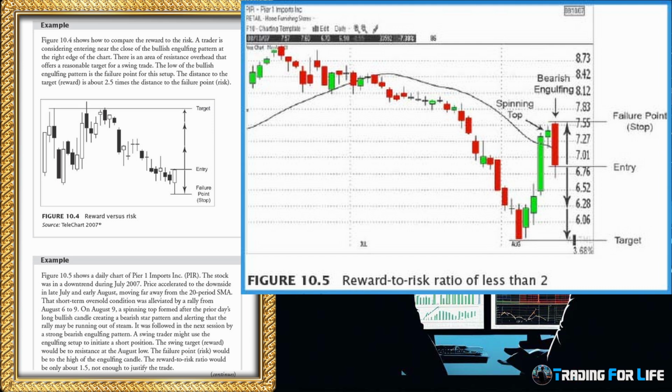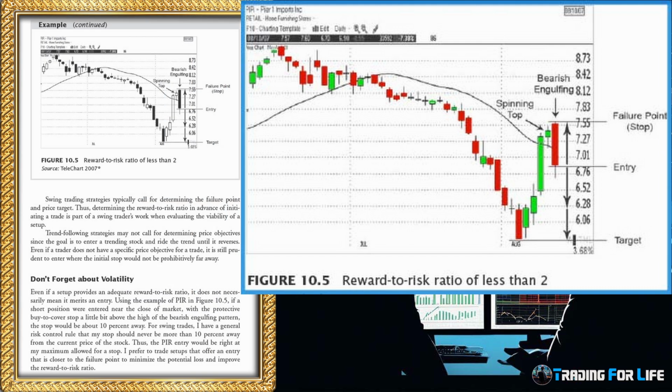A swing trader might use the engulfing setup to initiate a short position. The swing target, reward, would be to resistance at the August low. The failure point, risk, would be to the high of the engulfing candle. The reward-to-risk ratio would be only about 1.5, not enough to justify the trade. Swing trading strategies typically call for determining the failure point and price target. Thus, determining the reward-to-risk ratio in advance of initiating a trade is part of a swing trader's work when evaluating the viability of a setup.